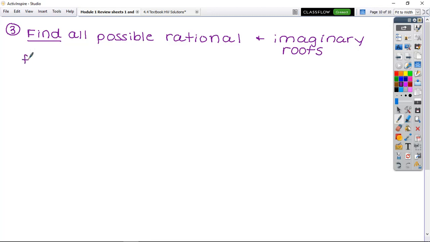So I want to go f of x equal 2x cubed plus 6x squared minus 13x and minus 6. So this is a degree 3 polynomial. So when we are done, how many possible rational and imaginary roots should we have? 3. So again, this is going to have 3 roots when all is said and done.